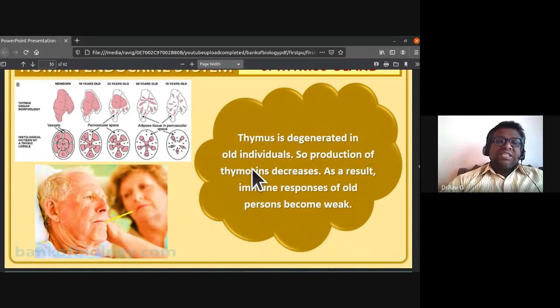The thymus gets degenerated in old individuals, so the production of thymosins decreases. See, in newborns, the thymus is well developed. As they age, the thymus gland is going to degenerate in older individuals, so the production of thymosins decreases as a result. So the immune response of old persons becomes weak. The immunity level of aged people is going to become weak. That is what we have to remember.